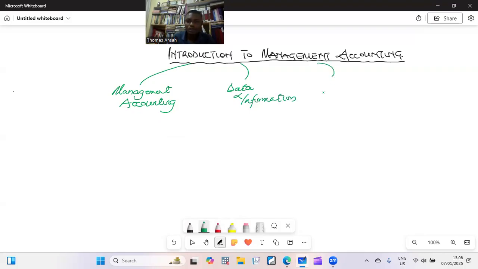Then we will discuss some ethical issues in management accounting. Then lastly, we will look at the growing trends of what management accounting is getting to these days. So we are going to look at the impact of technology and sustainability. So our first lecture is going to cover these major areas. And so that is that.